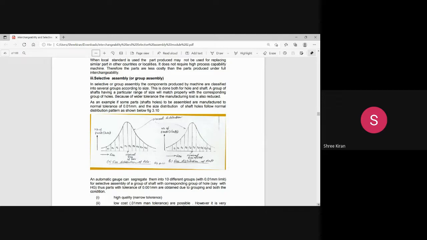In the case of interchangeability, what happens? Can anyone differentiate? Agilam, can you differentiate? Here we have groupism, grouping according to the size. But in the case of interchangeability, what happens? Agilam, can you tell me?